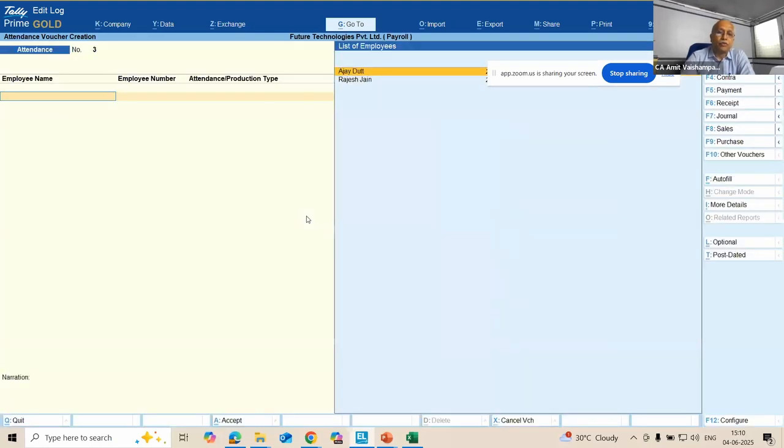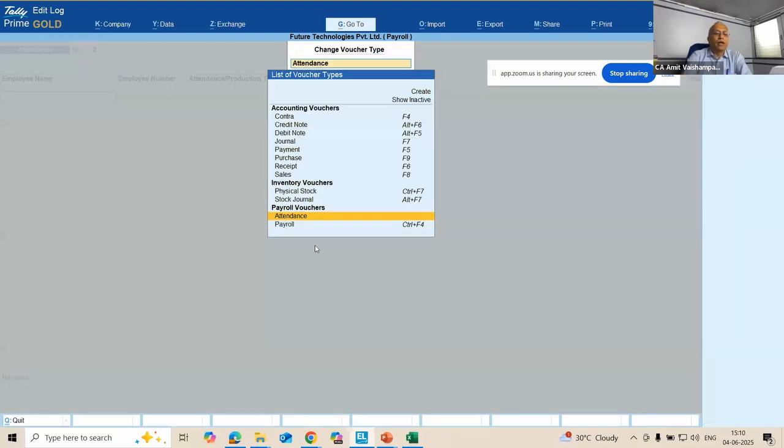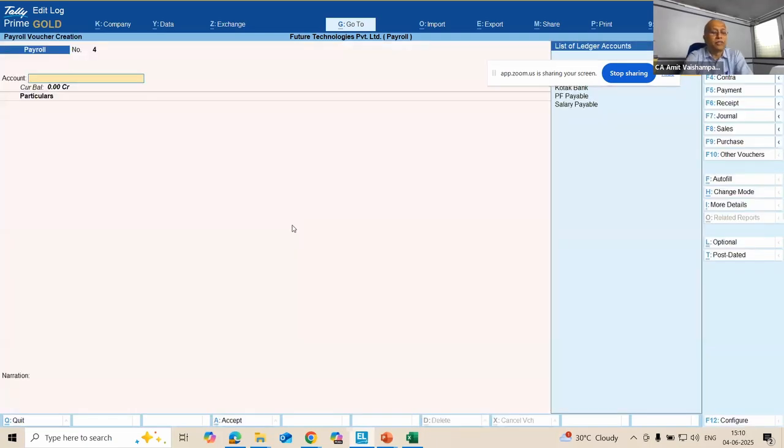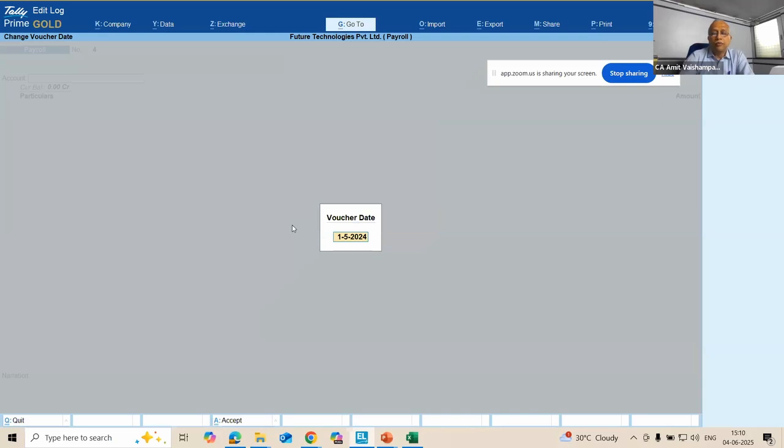This is activity of vouchers. I'm going to go for a voucher called payroll. I've already entered the attendance for 31st March. I'm changing the date to 31st May.